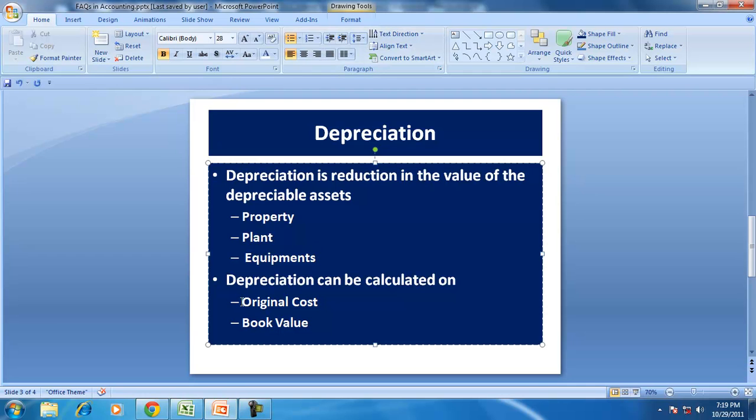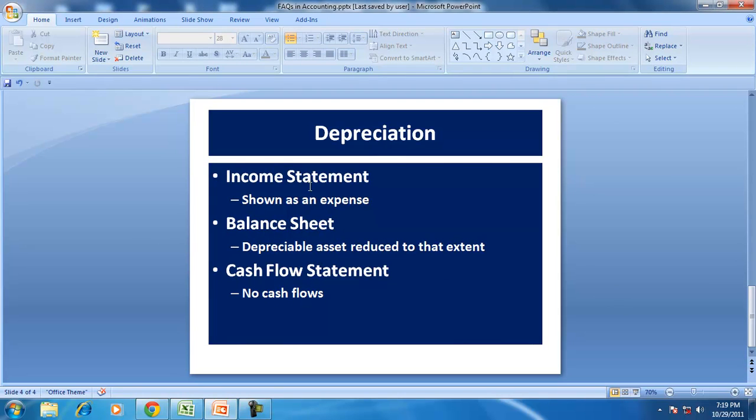The depreciation can be calculated on the original cost, or depreciation can be calculated on the original cost minus depreciation, which is called the book value. The difference between the methods of depreciation calculation we'll pick up in the next discussion. But in this session, we just want to understand how depreciation will appear in the financial statement.